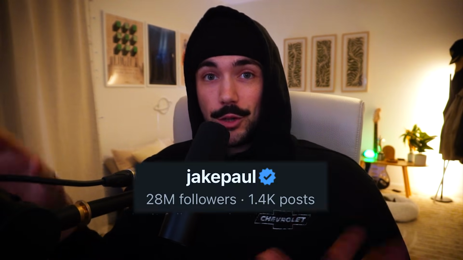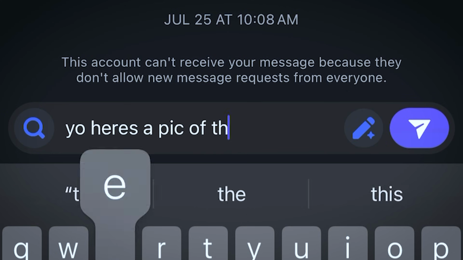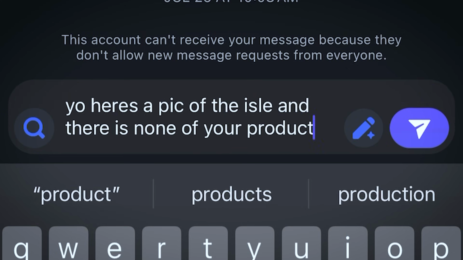So I was like, let me think optimistically. I'm gonna send them a DM and say, hey, where's your product? Now, in the moment, I don't really know why I did this. So the thought crossed my mind. Maybe if I send a DM to Jake Paul and be like, yo, here's a pic of the aisle and there's none of your product, like, yo, man, where are the goods, basically. But then I was thinking, yeah, there's no way that man's gonna see it. Like, are you actually delusional? Who do you think you are, bro? You literally have 200 followers.